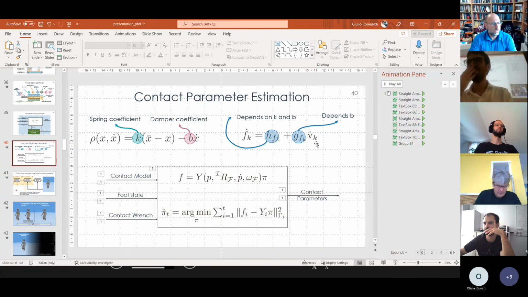So, Giulio, just to make sure I understand, you use FK dot as your optimization variable. Exactly. Out of the process, you come up with a desired rate of change of the contact forces, and then you use the acceleration to track that desired value. Is that correct? Exactly. Okay.